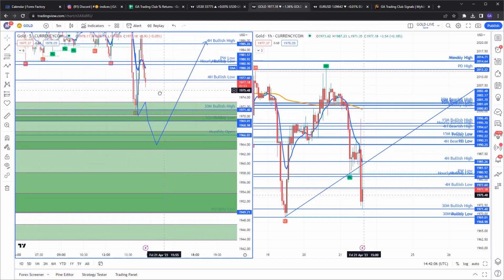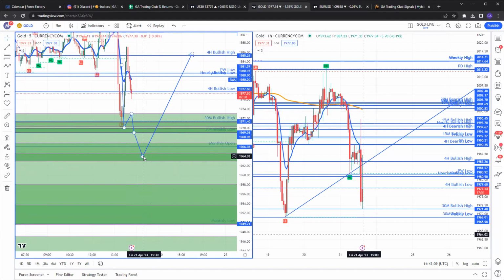The only area I would look for a buy on gold is if gold comes down here. And then guess what I would do? I'll just wait for gold to close above the 9 EMA on the 5-minute, retest the 9 EMA and close above.